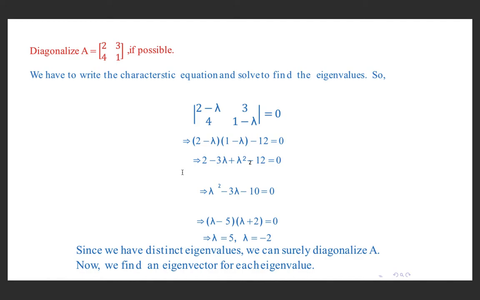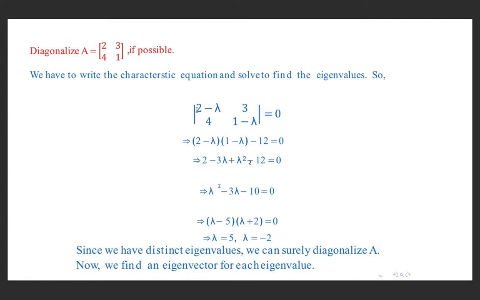So first of all, we will write the characteristic equation and solve it to find the eigenvalues. Yesterday we discussed one example of a matrix of order 3 in which we found the characteristic equation, characteristic polynomial, eigenvalues and eigenspace. So similar steps we will follow here also.